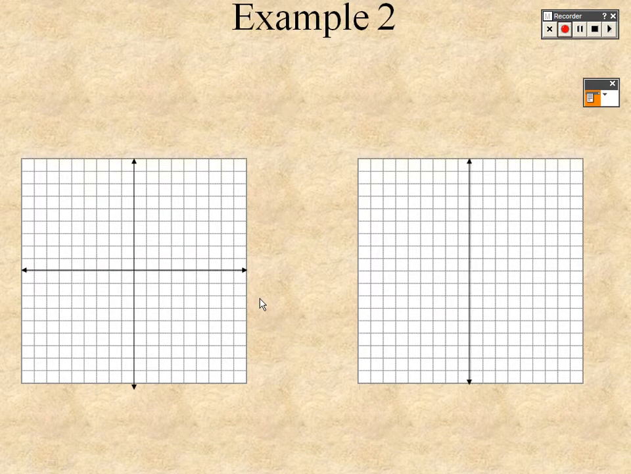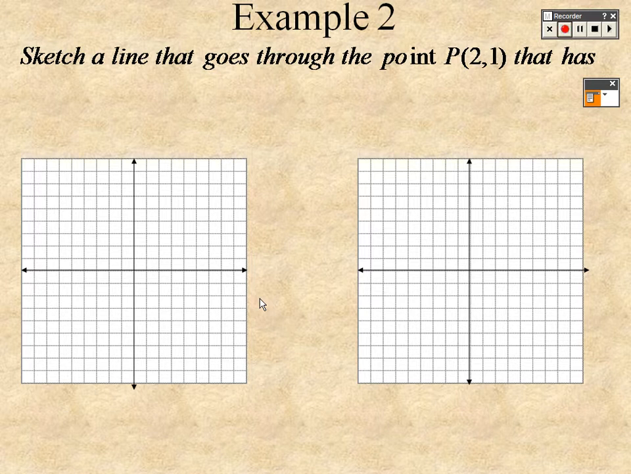So we have some graphs. Let's take a look here. Sketch a line that goes through the point 2, 1 and has that as a slope. So right there is 2, 1. It has a slope of 5 over 3. So up 1, 2, 3, 4, 5, over 1, 2, 3. And I guess I could go down 1, 2, 3, 4, 5, over 1, 2, 3. Remember, you do the reverse.